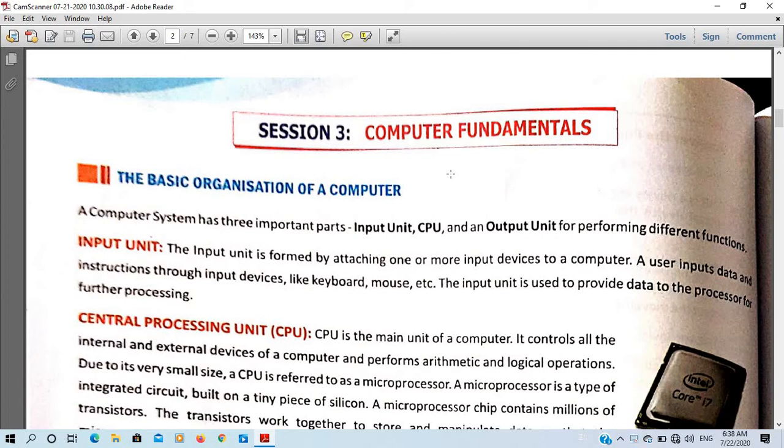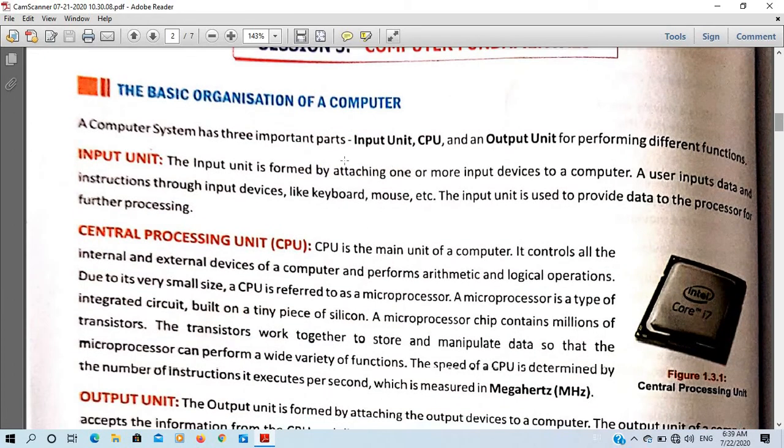But what type of basic? Whether we are going to learn about the hardware basic, or software basic, or the working basic. So today we are going to learn the basic of working, how a computer works. See, the basic organization of a computer, means how this hardware and software have been connected with each other, and how they are arranged to work together in cooperation. So today let's first see what is given in your book.